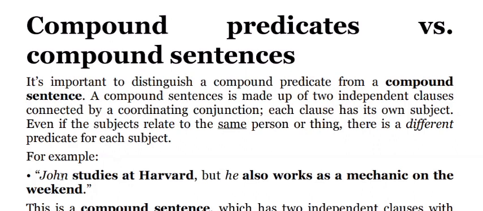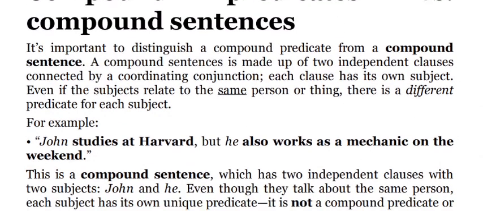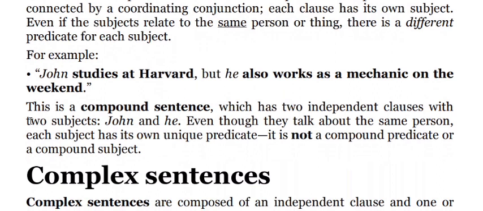For example, John studies at Harvard, but he also works as a mechanic on the weekend. Now, this is a compound sentence, which has two independent clauses with two subjects, John and he. Even though they talk about the same person, each subject has its own unique predicate. It is not a compound predicate or a compound subject.